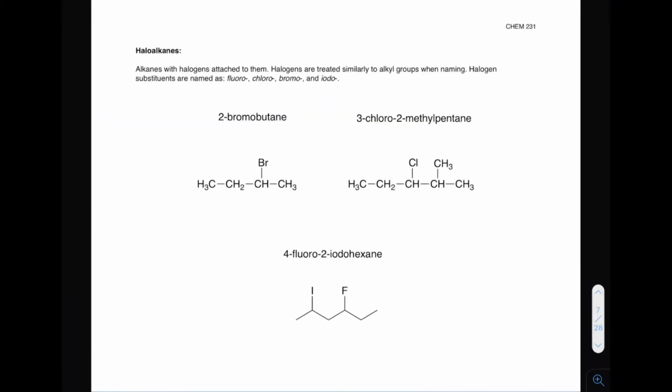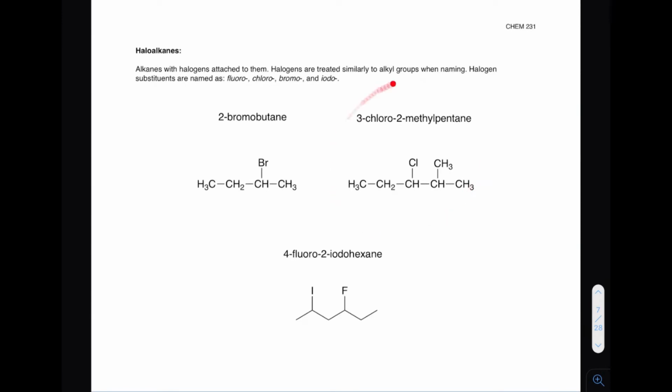And apart from just naming carbons, we can also name halogens. There's nothing particularly fancy here, but halogens are treated similarly to alkyl groups when naming. Instead of worrying about the number of carbons, we just have to worry about which halogen it is. So we have fluorine, chlorine, bromine, and iodine, as shown here. In this carbon chain, we have 2-bromobutane, with the bromine in that 2 position.